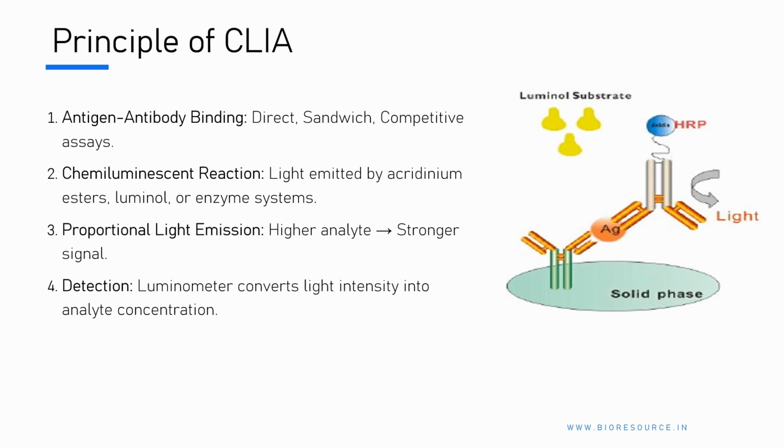CLIA surpasses ELISA in sensitivity and speed, and it is widely used in hormone assays, infectious disease diagnostics, and tumor marker detection. And the method provides automated high throughput capabilities in modern clinical laboratories. So the takeaway is that CLIA's detection mechanism allows highly sensitive quantitative measurement of biomolecules.